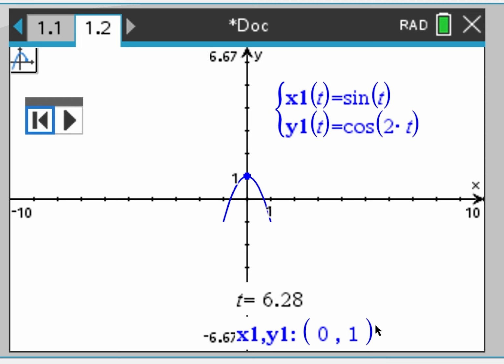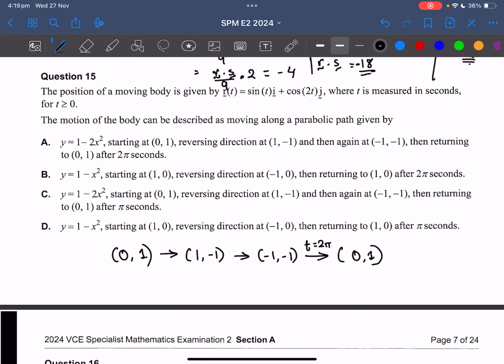Okay, so I've written the entire motion down, and let's see if we could find the answer just from this information. So let's start from option A. y equals 1 minus 2x squared, starting at 0 and 1, reversing direction at 1, negative 1. Yes, so it's starting at that. That's good. Then reversing direction at 1, negative 1, which it does. And then again at negative 1 and negative 1. Yes, and then returning to 0 and 1 after 2 pi seconds. So far, A is the best one because it does match the description of what we just saw.